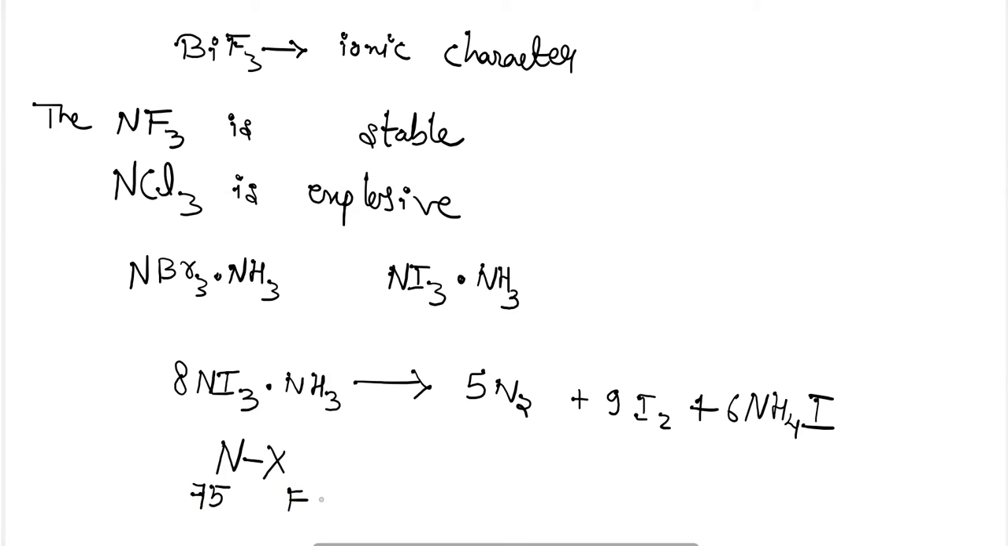Same radius of atom, that is 75 picometer for nitrogen and 72 picometer for fluorine. So we will see that NF3 is more stable in comparison to the trichlorides, tribromides or triiodides of nitrogen, because of their large difference in size. NF3 is an exothermic compound, and because of the stability it behaves quite differently from the other trihalide compounds.